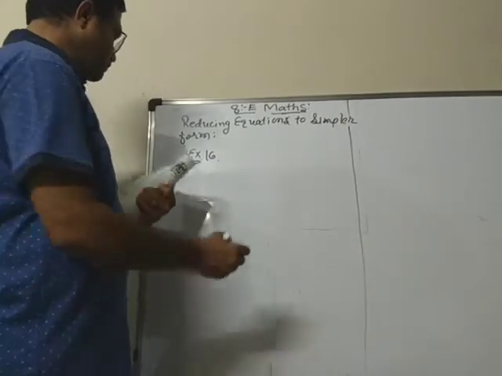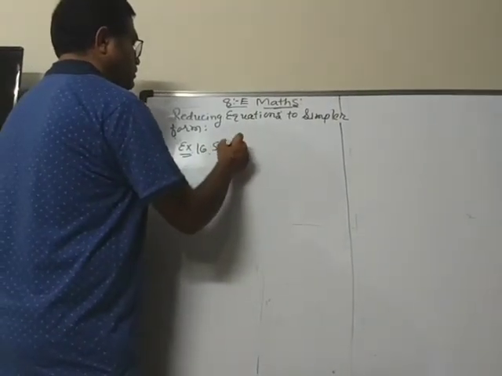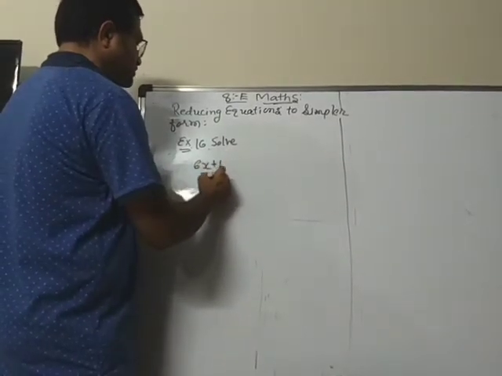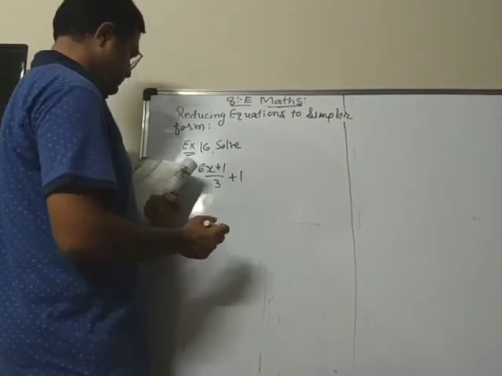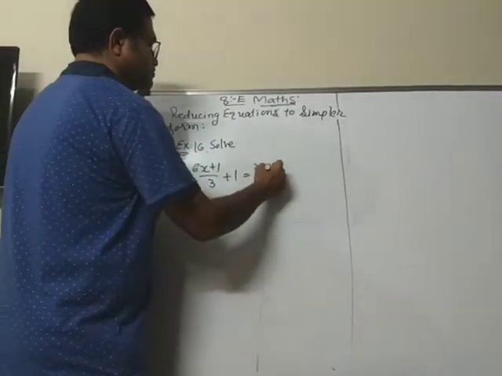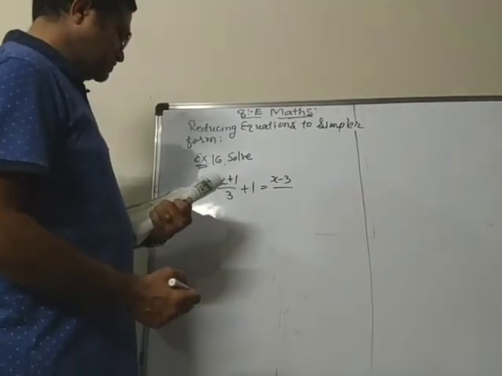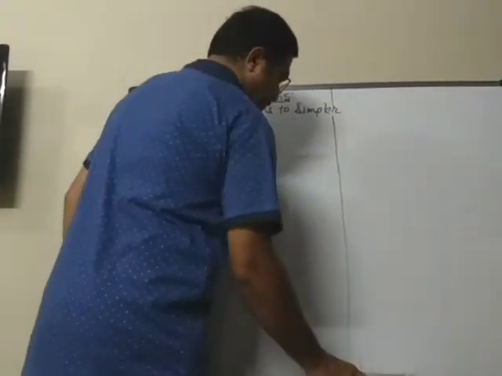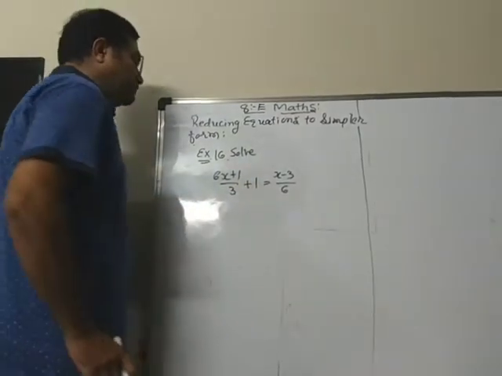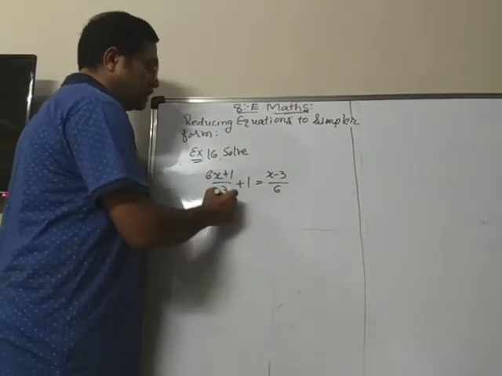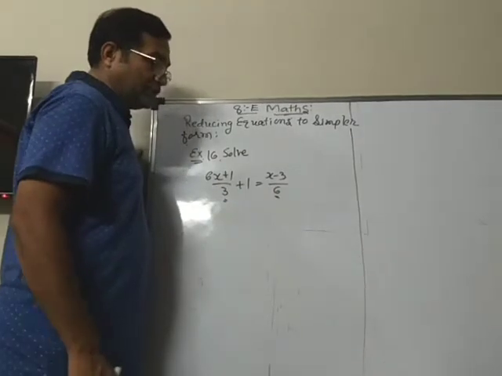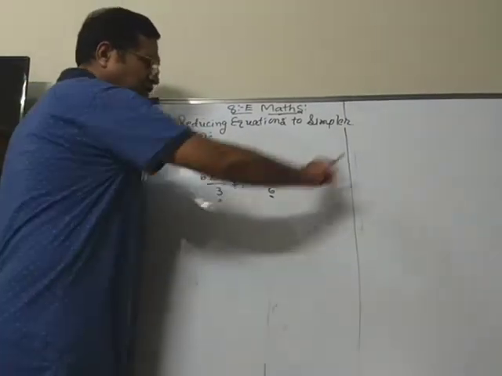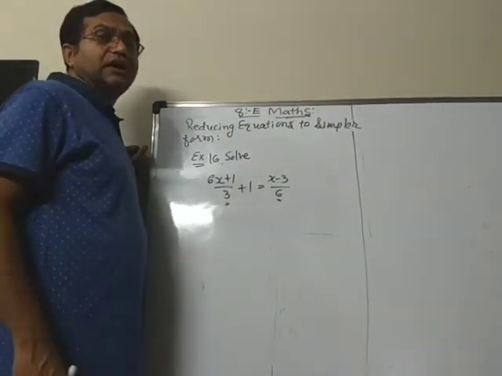It says solve 6x plus 1 upon 3 plus 1 is equal to x minus 3 upon 6. So whenever there is this type of sum, what we have to do is to take the LCM of the denominators and multiply all the terms with that LCM.